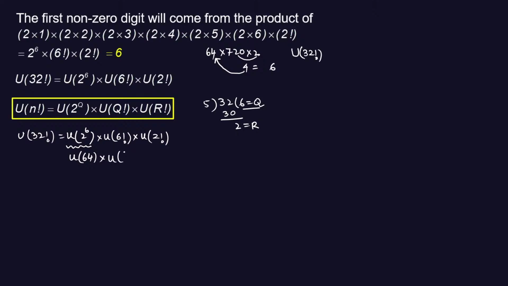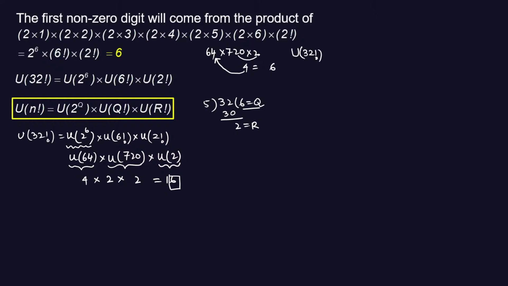In our case, 2 to the power 6 is basically 64. Factorial 6 is 720, and factorial 2 is 2. So the first non-zero digit from 64 is 4. The first non-zero digit from 720 is 2. And the first non-zero digit of 2 is 2 only. So when these three are multiplied, we are getting 16. Therefore, the first non-zero digit in factorial 32 will be 6 only. Have you understood this? Absolutely clear?